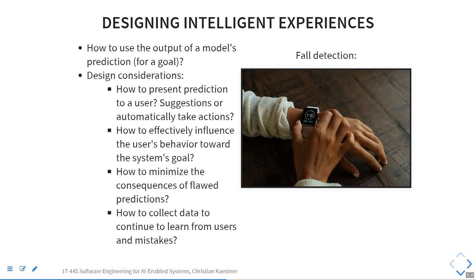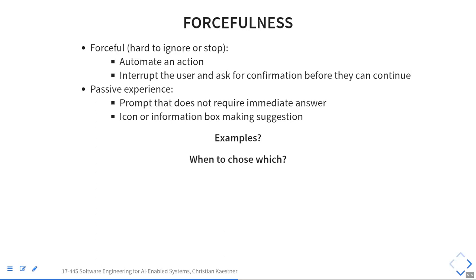If they tap a button to abort, right, that's one way. Also, can you detect that somebody has actually fallen, but you didn't recognize it? That might be even harder, right, where you didn't miss a mistake. So lots of challenges here. There are a couple of things to think about. One is the forcefulness of the interaction. So how hard it is to ignore or to stop.